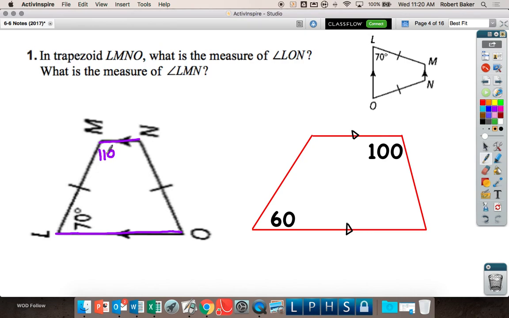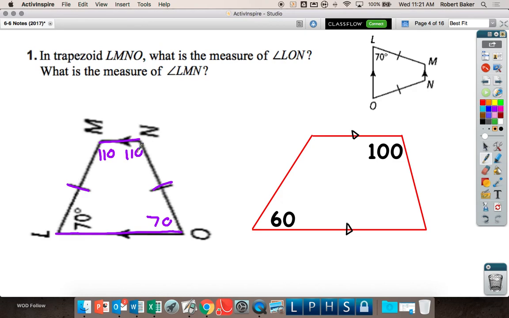Because consecutive angles are supplementary. Now that is an isosceles trapezoid, correct? It's marked as one. So if this is 70, how big is this base angle? Now, what is this? That's just a trapezoid.